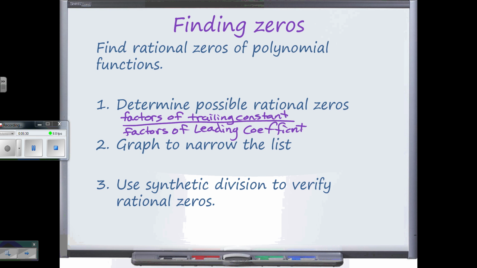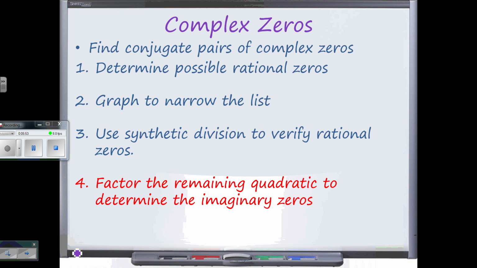So now we graph the equation and look at what we think are approximately these numbers. So where it's actually crossing is going to be somewhere in these numbers, okay? So that narrows our list. Then we use synthetic division, dividing out those zeros to test to see if we can make them divide out evenly. All right, find conjugate pairs of complex numbers. Determine possible rational zeros. Graph to narrow the list. Use synthetic division to verify the rational zeros. Factor the remaining quadratic to determine any imaginary zero.